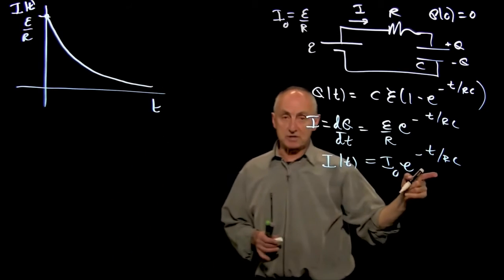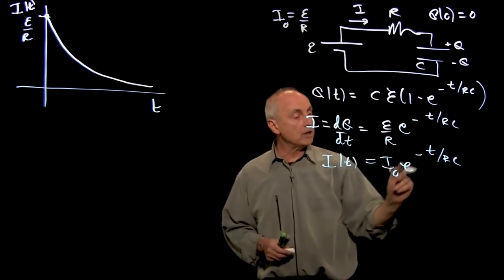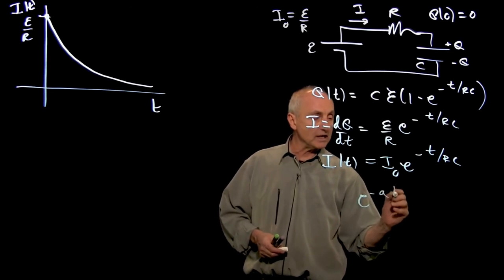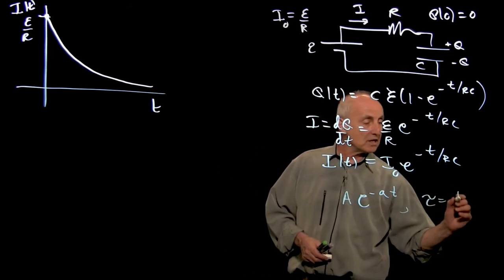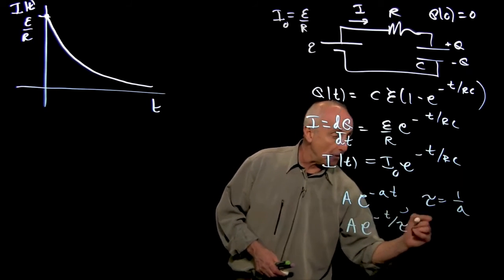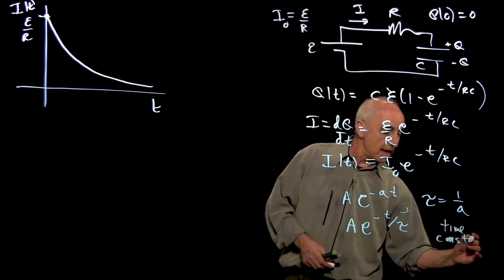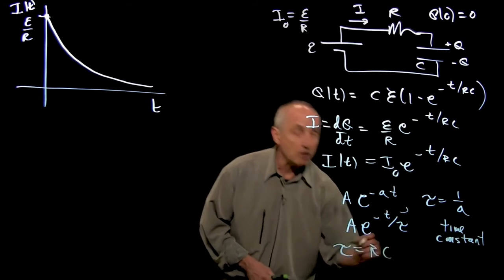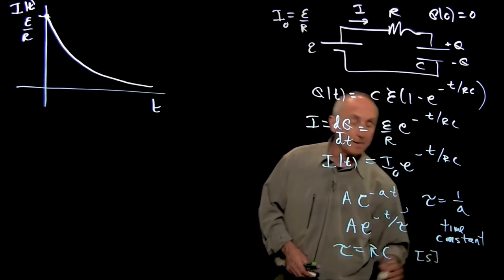Now, any exponential decay function has a characteristic time to it, which we call a time constant. So if you have any exponential function e to the minus a t with some amplitude, then our time constant is 1 over a. So we can write that as e to the minus t over tau. This is what's referred to as the time constant. And in our particular case, we see that tau is equal to RC, which has the dimensions of seconds.